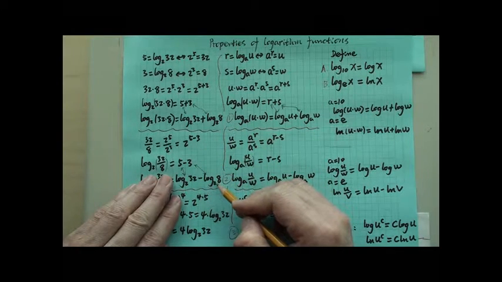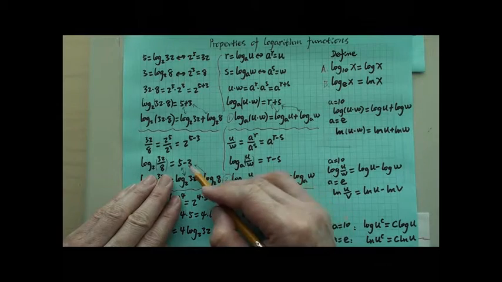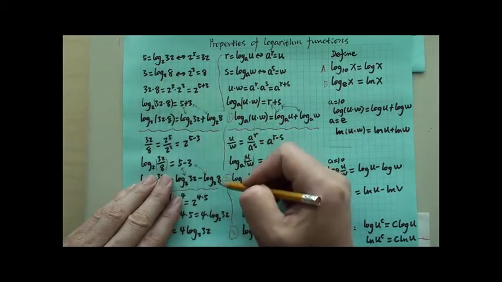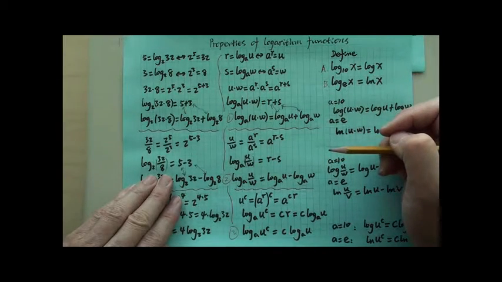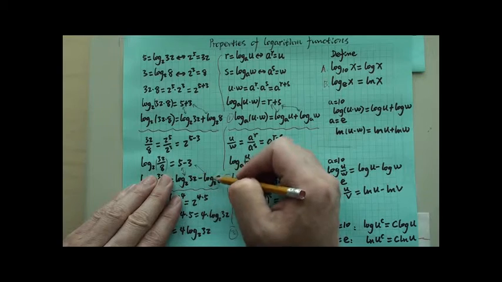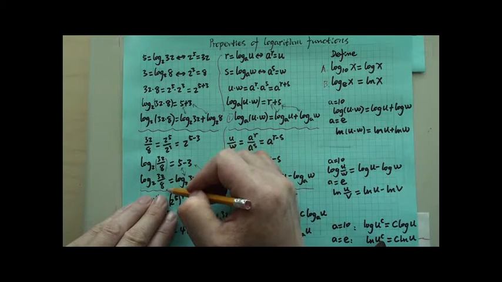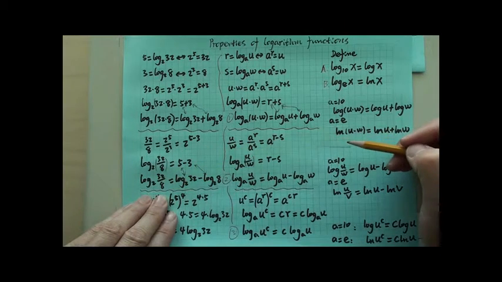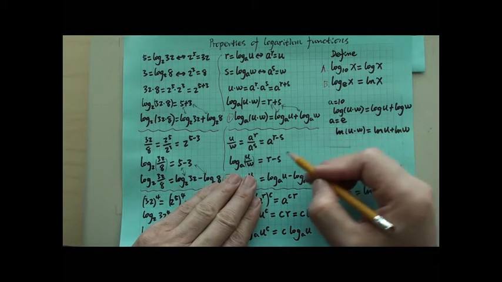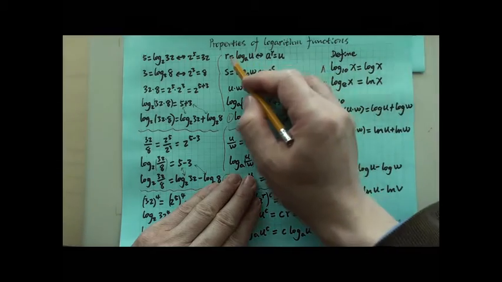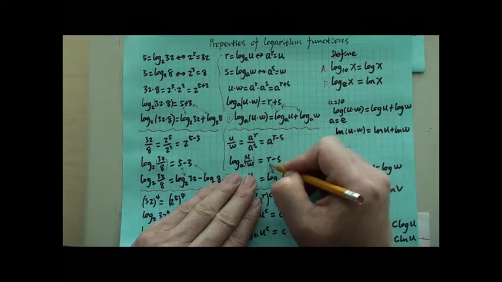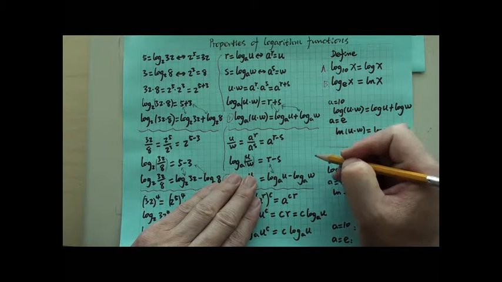And log base 2 to the 8 for 3. Log base 2 to the 8 for 3. Okay, this will give us right hand side is subtraction, left hand side was division. Okay, similarly here was the same.